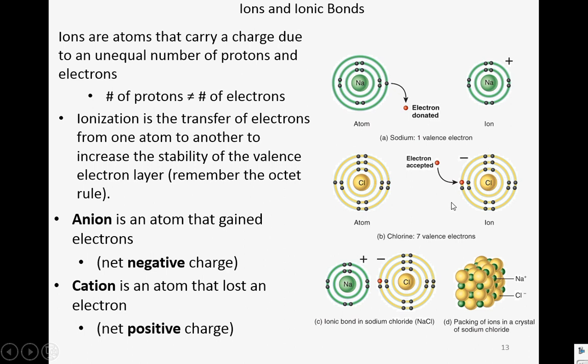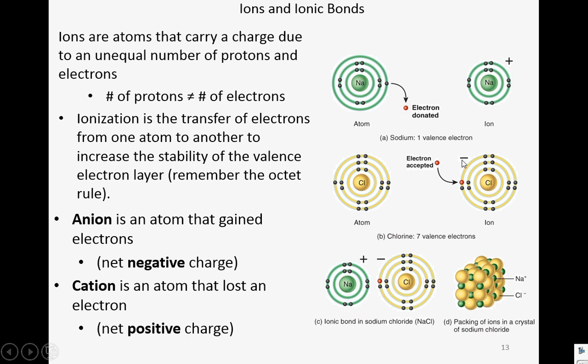It wanted 1 more to achieve its stability. Now, as that occurs, we lose an electron from 1. Therefore, sodium becomes positively charged. We'd call sodium a cation, okay, because it ends up with a net positive charge. Chlorine is going to become an anion as it accepts that electron.